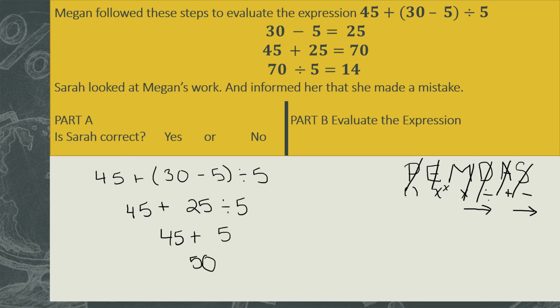Now, this is not my answer. My answer is asking, is Sarah correct? Well, remember, Sarah said that Megan made a mistake. And we see that Megan's method of solving is different than ours, and her answer is also different than ours. So Sarah is correct in that Megan did make a mistake. Part B wants us to evaluate the expression. Well, we did. And our answer was 50. So your answer for part B is also 50.